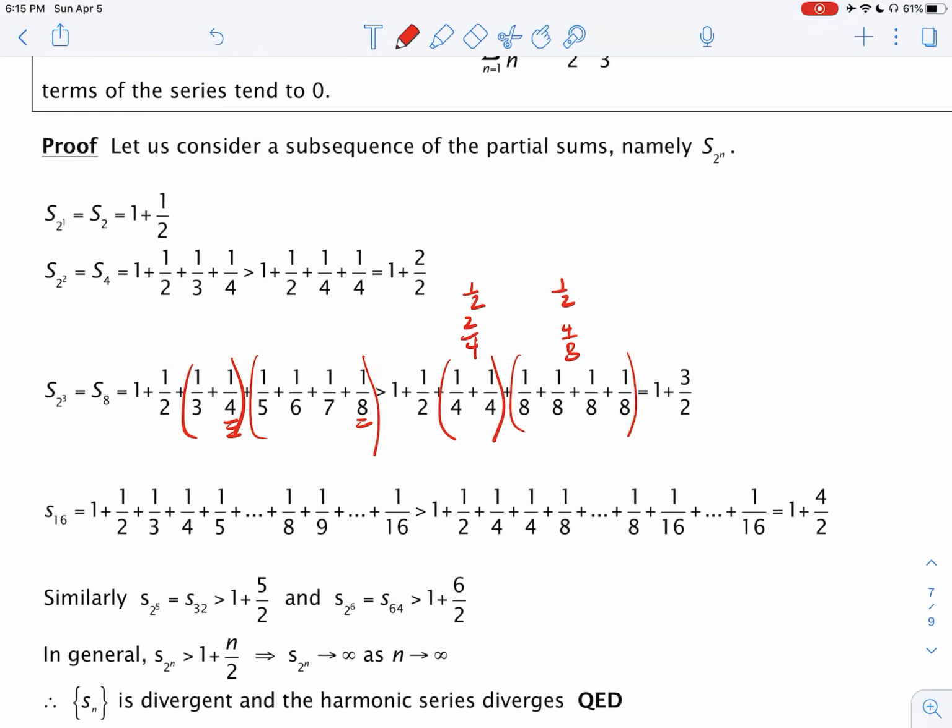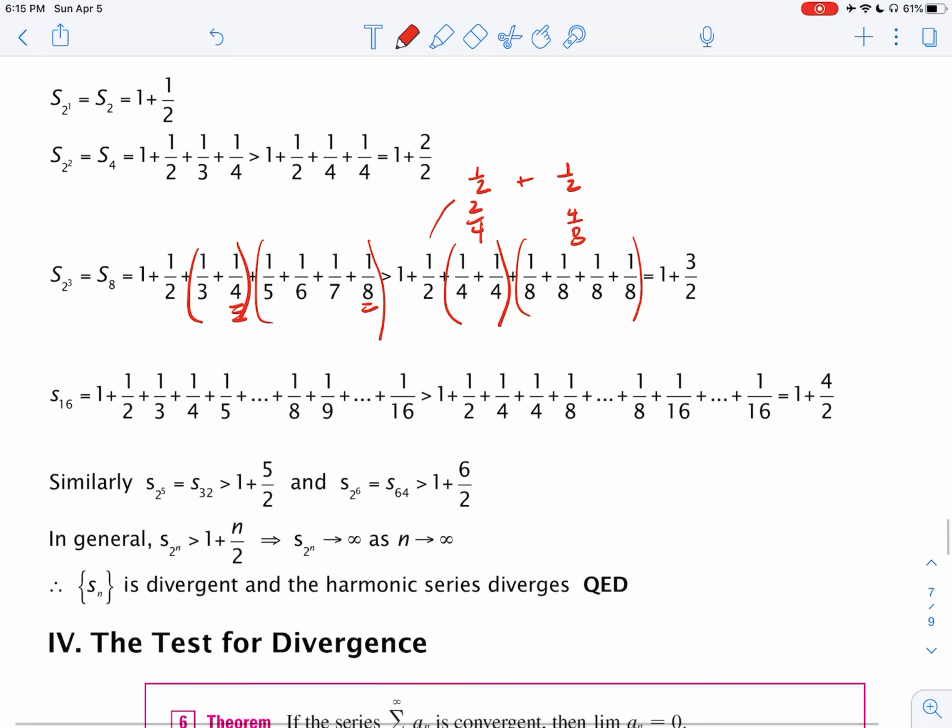So you get the idea. And then we have 1/2 plus 1/2 plus 1/2 is 1 plus 3/2. And then just to see that it overall establishes that pattern, we have s sub 16. So again, we're going to take that 1/3 plus 1/4, 1/5 all the way up to 1/8, and we're going to say the 1/9 all the way up to 1/16. And you'll see again, we end up with 1/2 plus 1/2 plus 1/2 plus 1/2, and that's going to give us the 4/2, right?